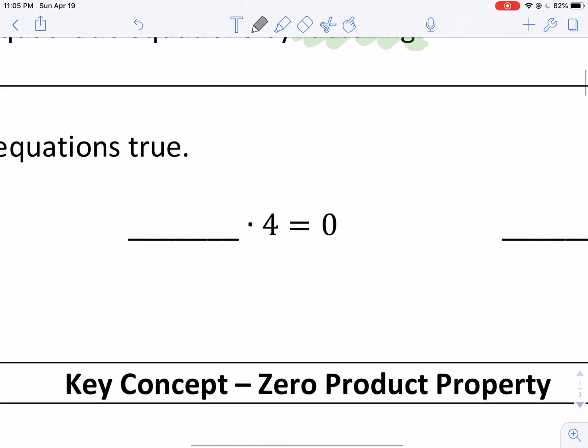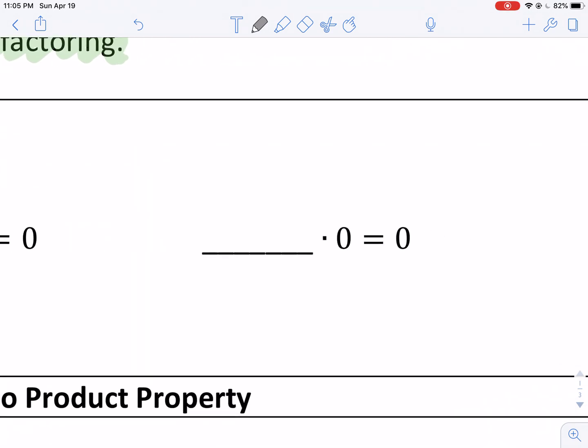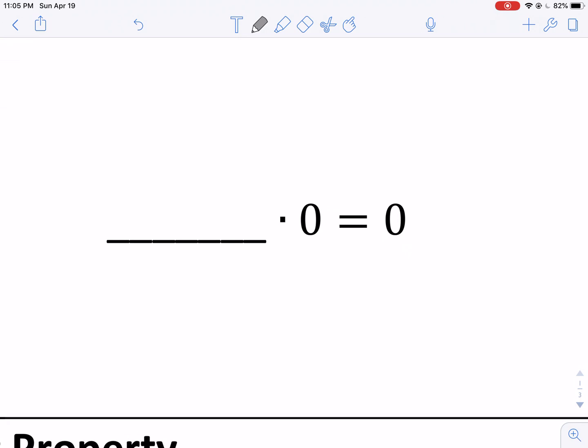Nice. Okay. Next, something times 4 equals 0. Well, we need to have 0 there. That has to be a 0. 0 times 4 is 0. Sweet. Okay. Next, something times 0 equals 0. Well, that can vary. It can be whatever you want. How about 1/2? Sure. 1/2 times 0 is 0.